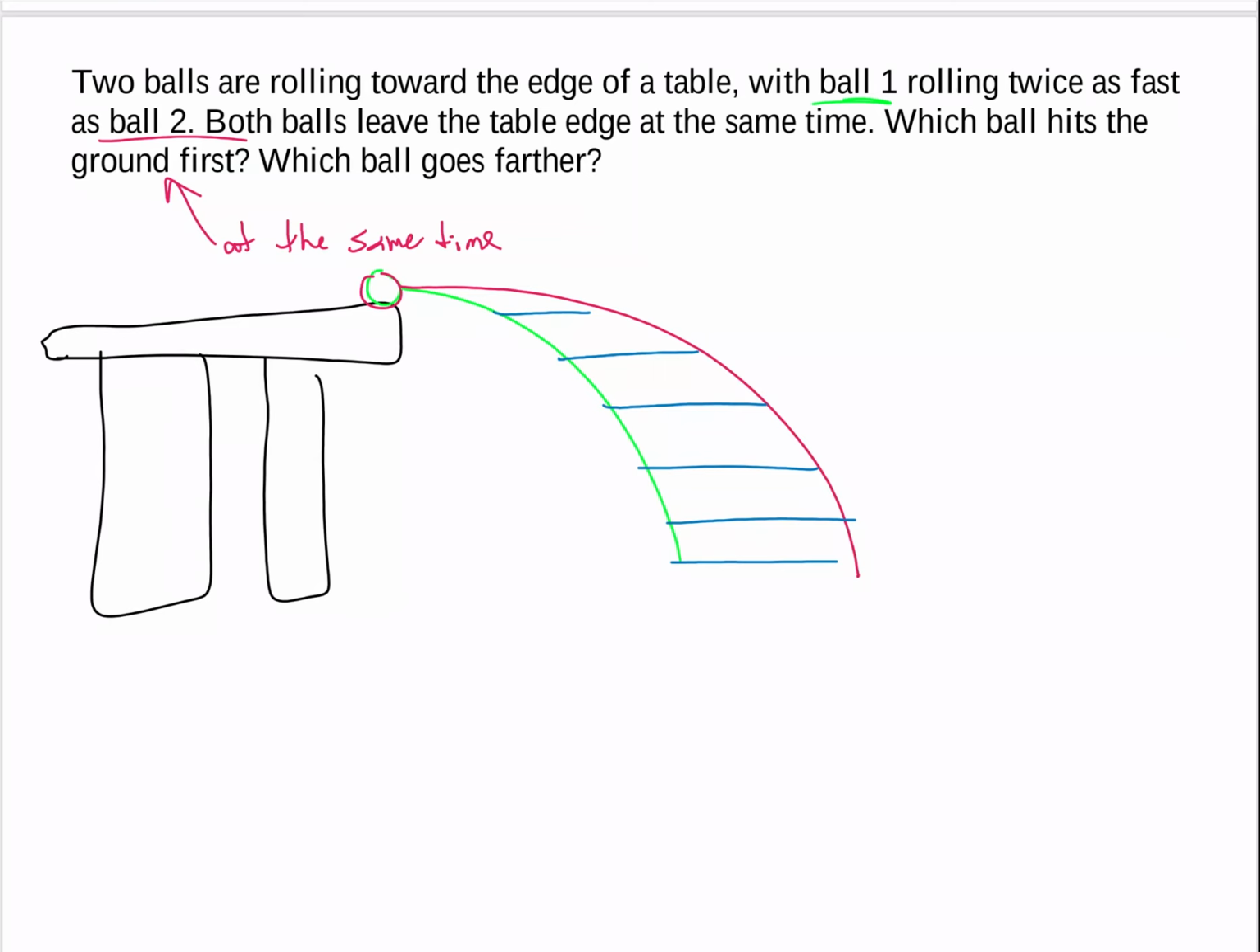Ball one is rolling twice as fast as ball two. Oh, so I have these colors completely backwards here. Let me fix that. Luckily for me, it's very easy to fix. Ball one is actually this guy, and ball two, if I can get the color right, ball one is rolling twice as fast as ball two. So now the colors are right, and ball one goes farther, because it's going faster. So, good enough on that.